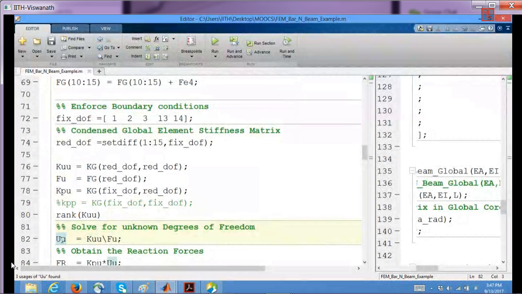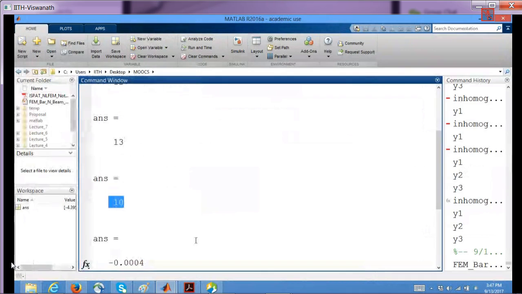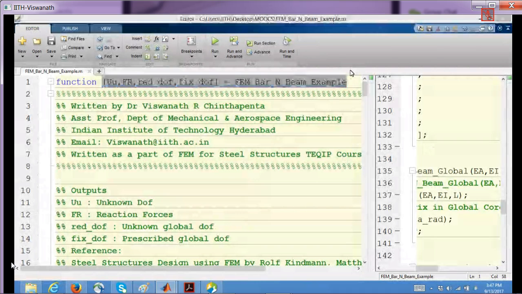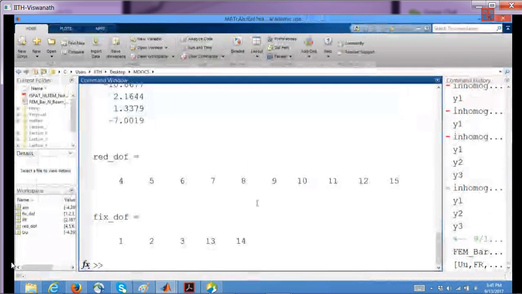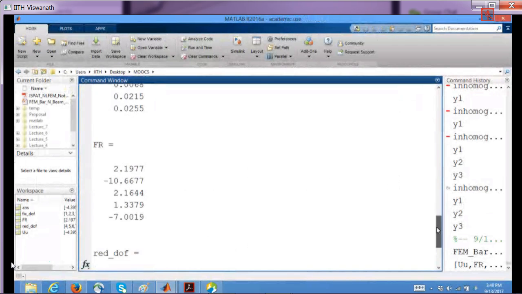And once you know the unknown degrees of freedom, I can compute the reaction forces using KU. So these are the things for the given problem. So if you want the full thing, what you need to do is just copy this into the folder, and just run it. So your reduced degrees of freedom are 4, 5, 6, 7, 8, 9, 10, 11, 12, 15. Fixed degrees of freedom are this one. Your unknown degrees of freedom are something like this, and your reaction forces FR are given by these things.